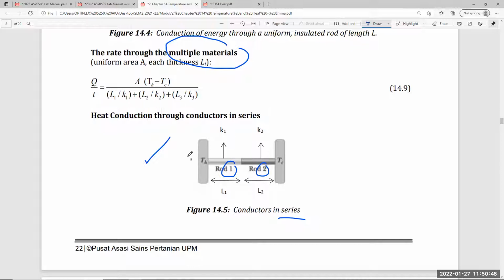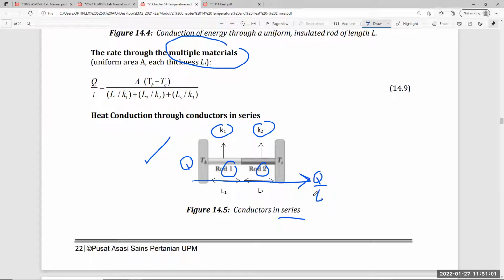Then we apply heat, which we call TH and TC. One has K1, one has K2. So heat will be transferred from hot to cold this way. It is the heat rate.